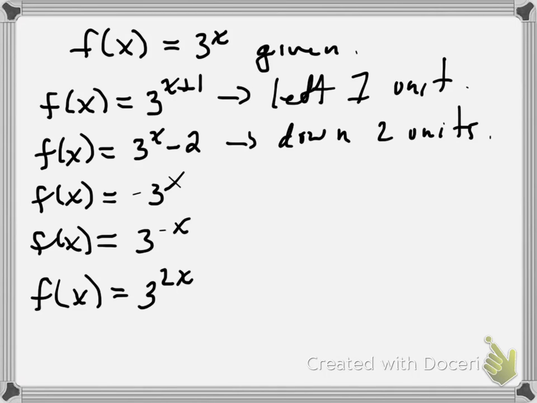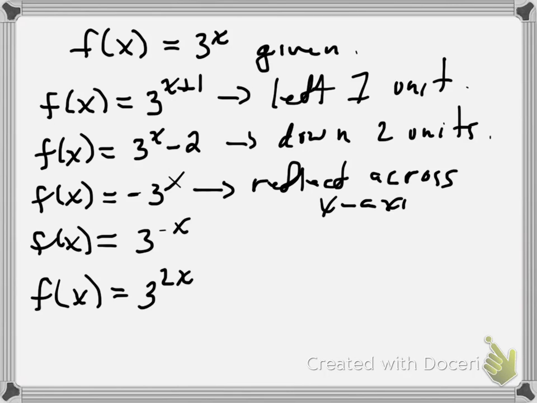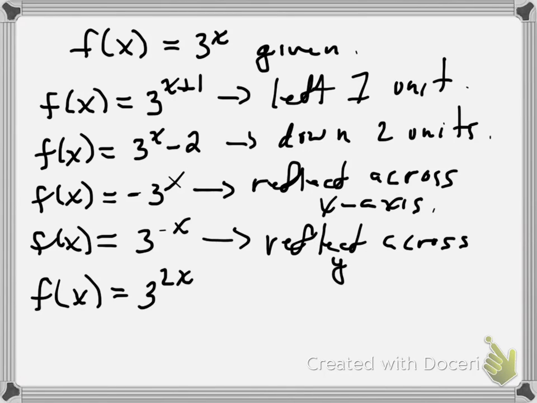f of x equals negative 3 to the x. Well, this is the negative out in front, so this is a reflection. We're going to reflect across the x-axis. Now what we're dealing with here is a negative x, so 3 raised to the negative x, so we're changing the inside here. And so this is going to be a reflection across the y-axis.